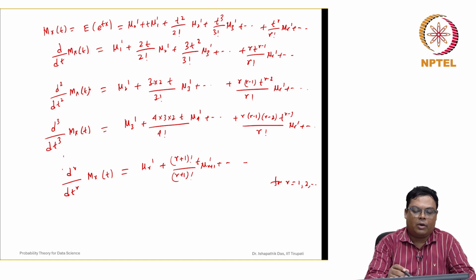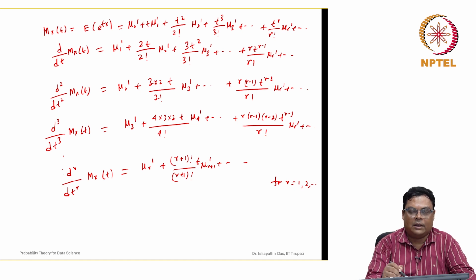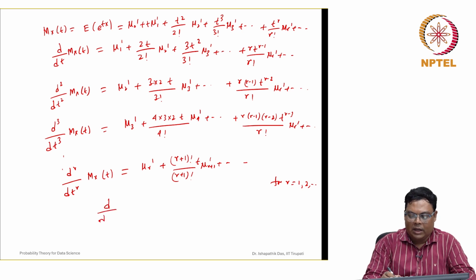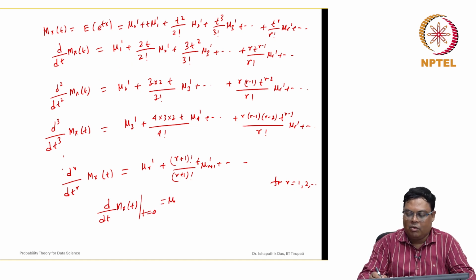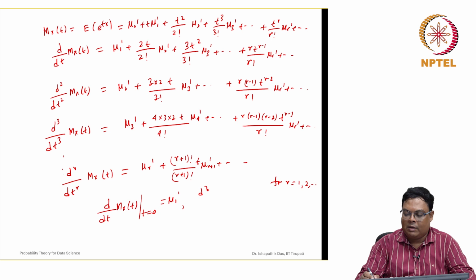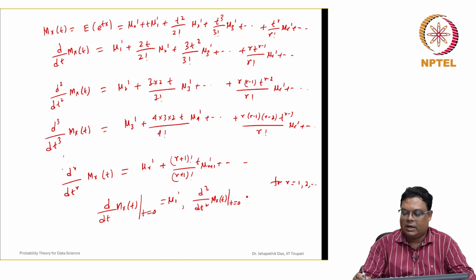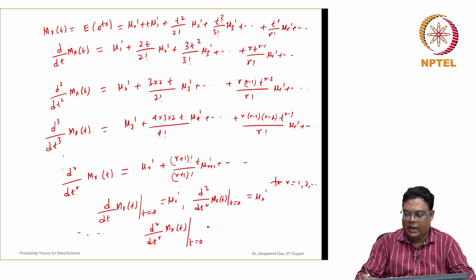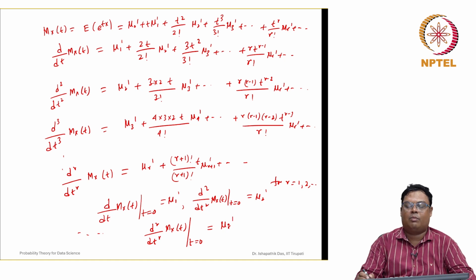So what are we gaining from this expression? If you differentiate the first time with respect to t and evaluate at t equal to 0, what will we find? It is nothing but μ1'. Similarly, if you differentiate a second time and evaluate at t equal to 0, you will get μ2'. In general, if you differentiate the moment generating function r times and put t equal to 0, you will get μr'. So the rth order moment you can get.